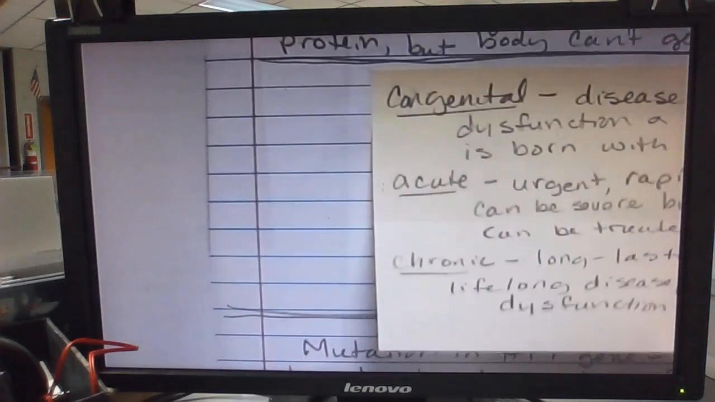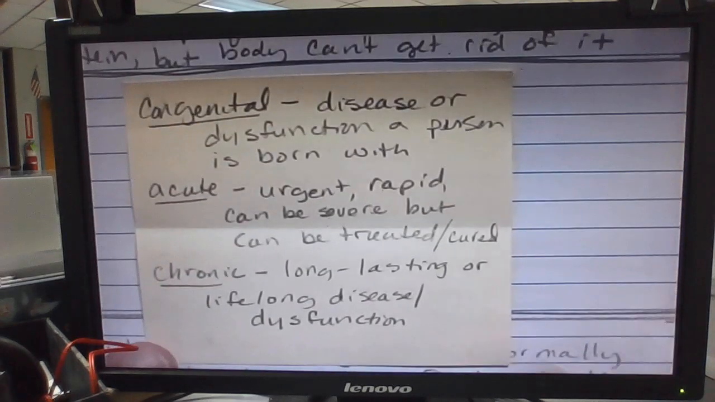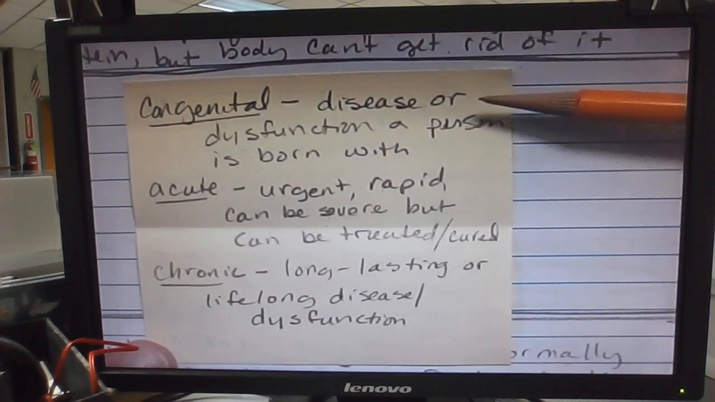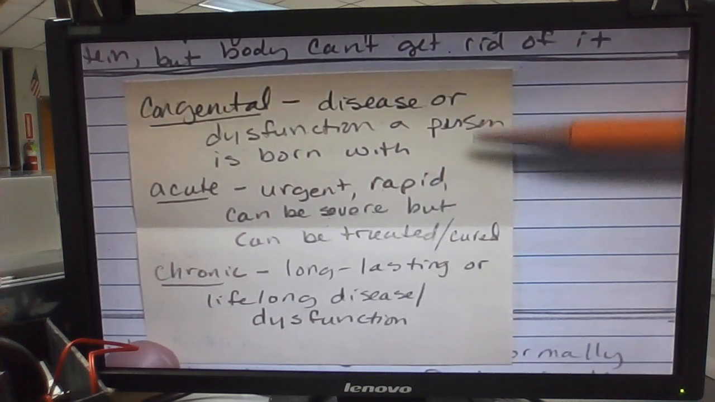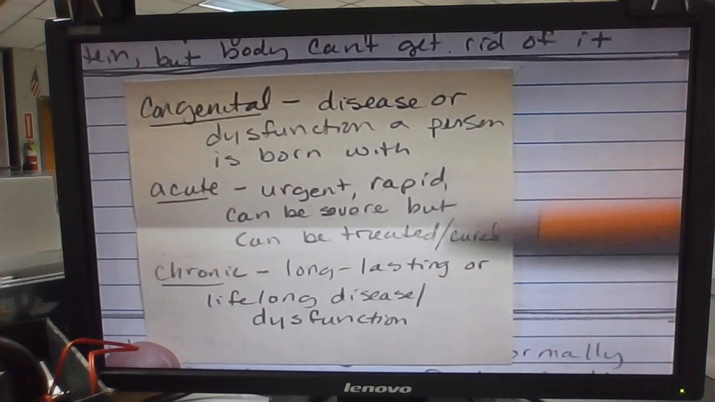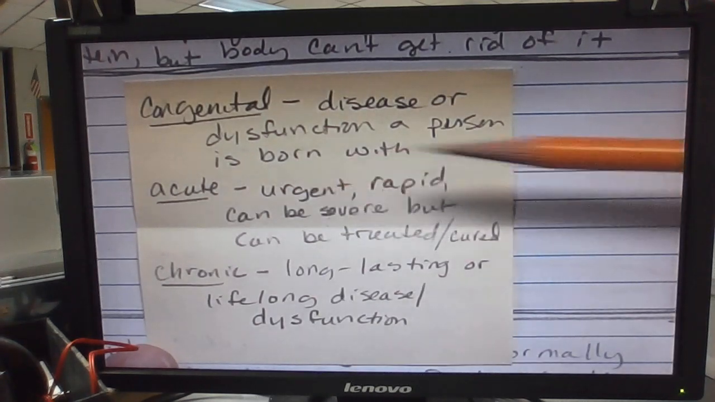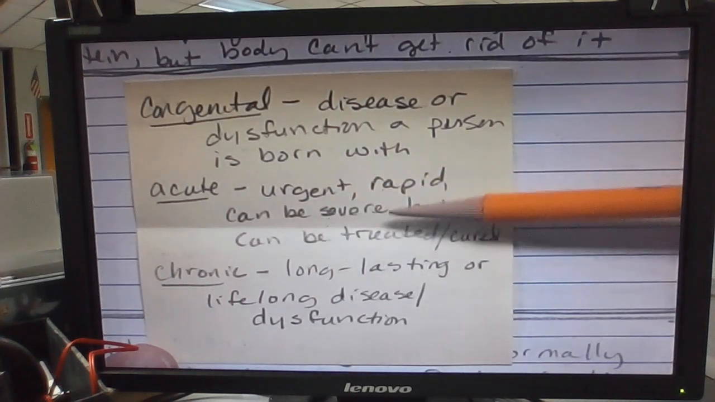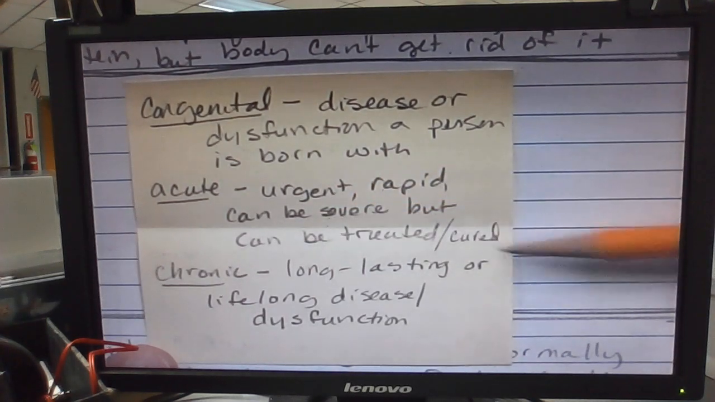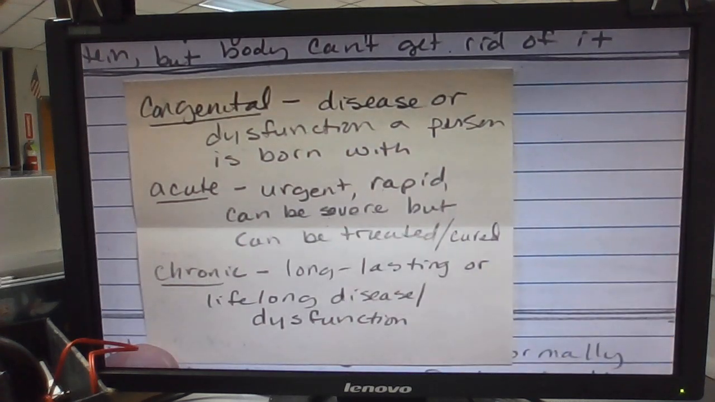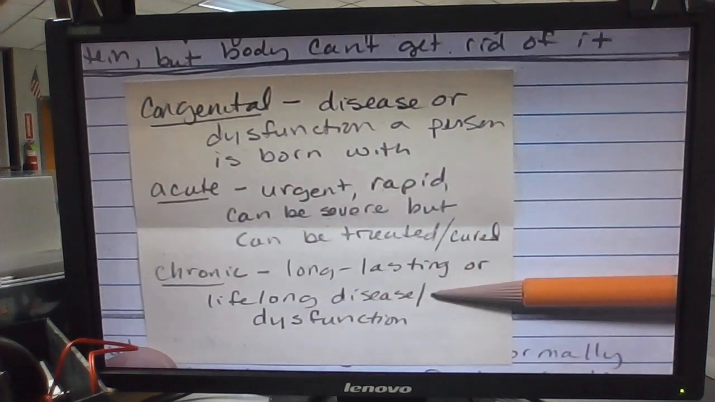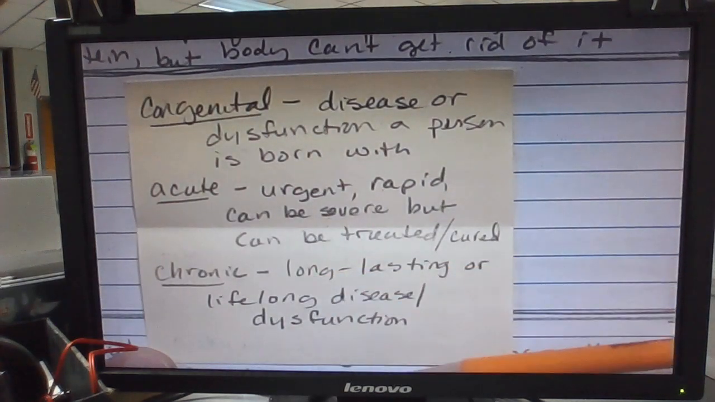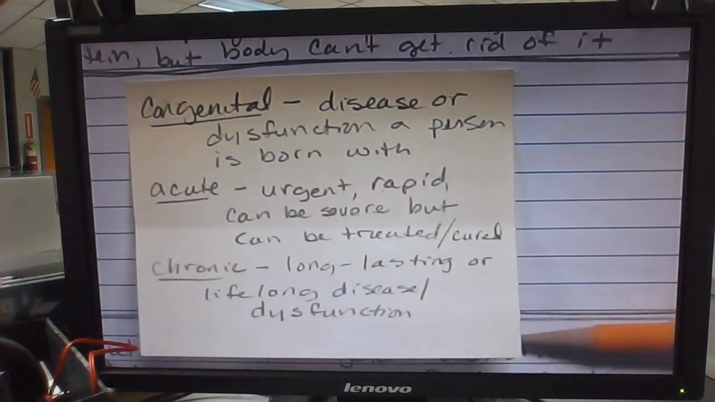All right, the one last thing I have is a repeat. We've talked about this in PBS. Congenital is a disease or dysfunction that a person is born with. Acute is a disease that is very urgent and comes on rapidly. It can be severe, but can be treated or cured. Chronic diseases are long-lasting or lifelong diseases or dysfunctions.